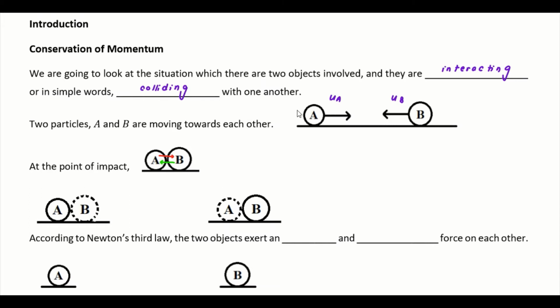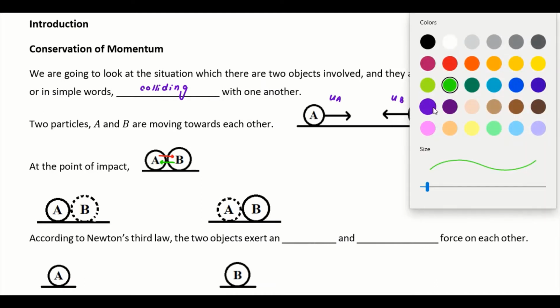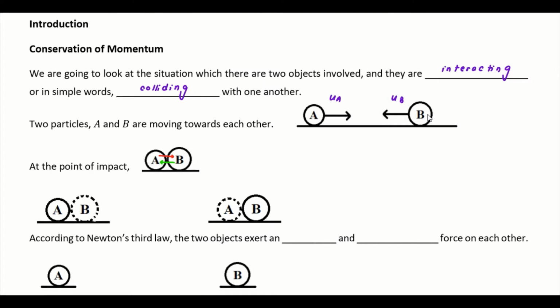For example, if A is moving at a faster rate and B is moving at a slower rate, you can imagine that the momentum is different. Then during the impact, the transfer of momentum wouldn't be the same either. But according to Newton's third law of motion, we know that for every force there will be an equal and opposite force, am I right? That's why these two objects are going to exert an equal and opposite force on each other as well.